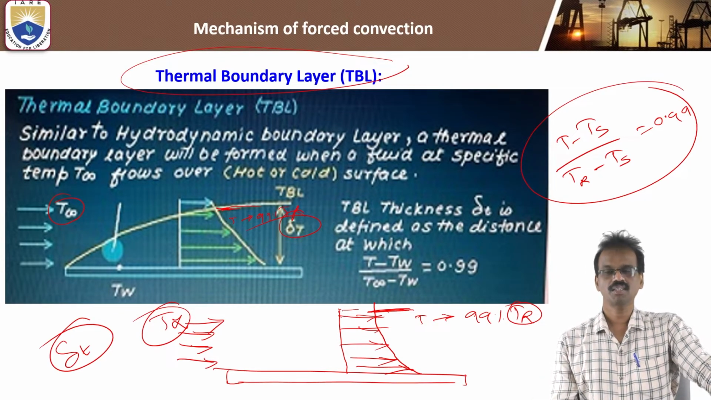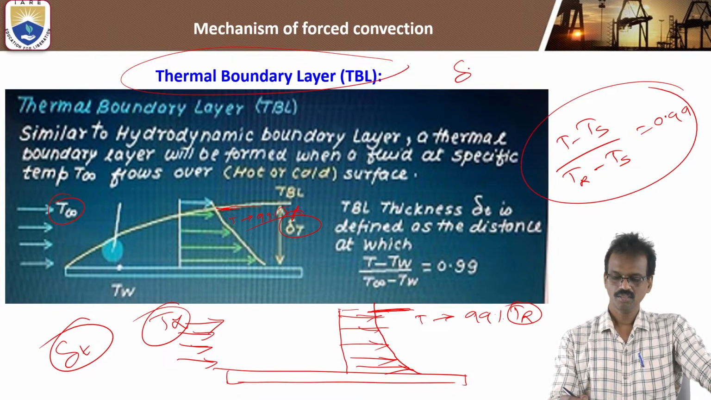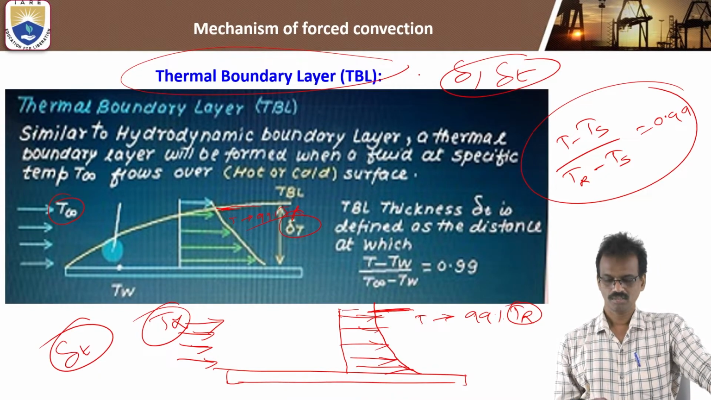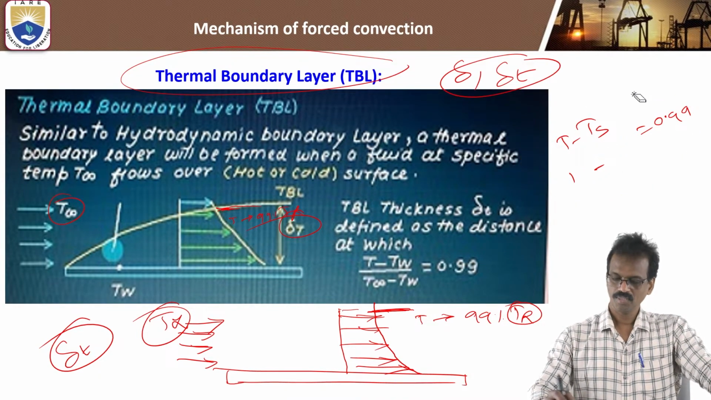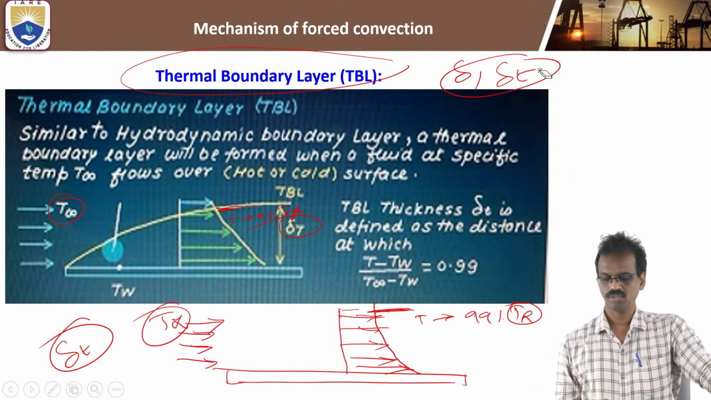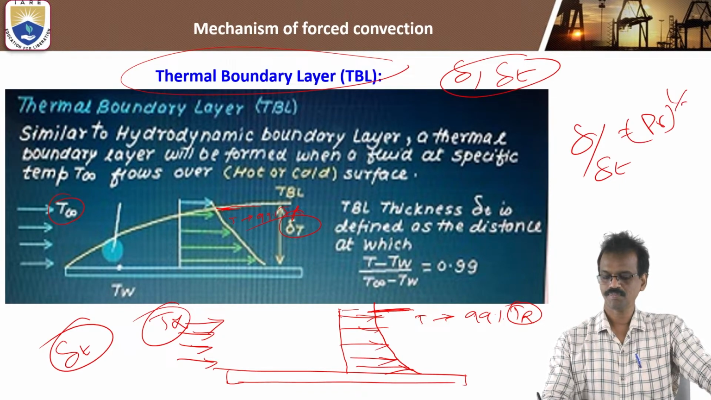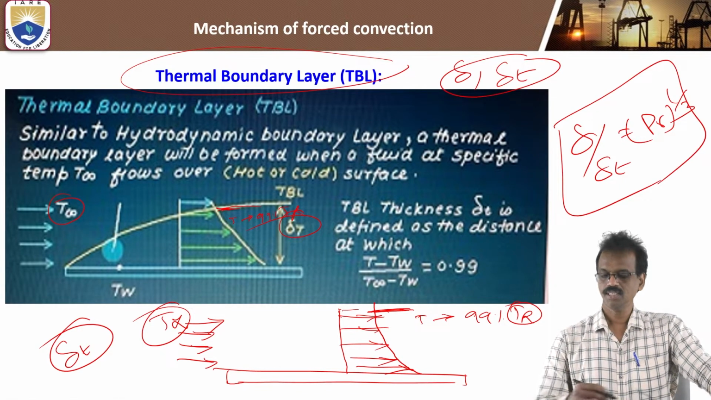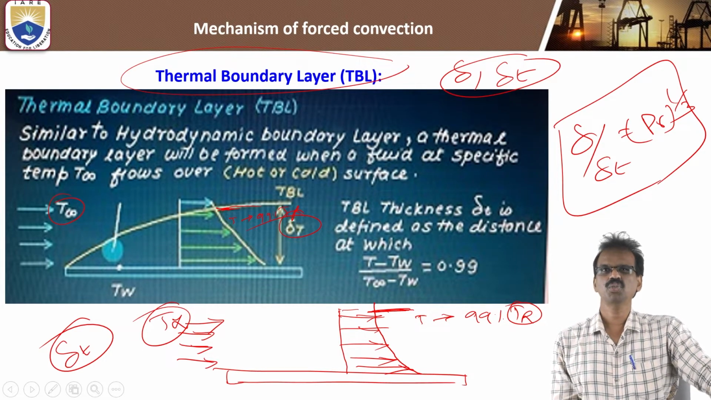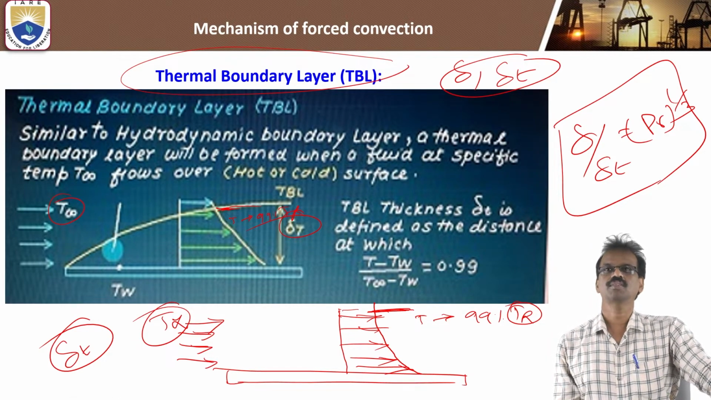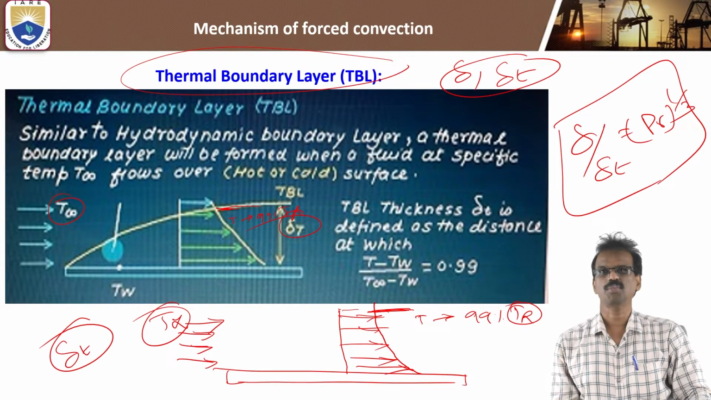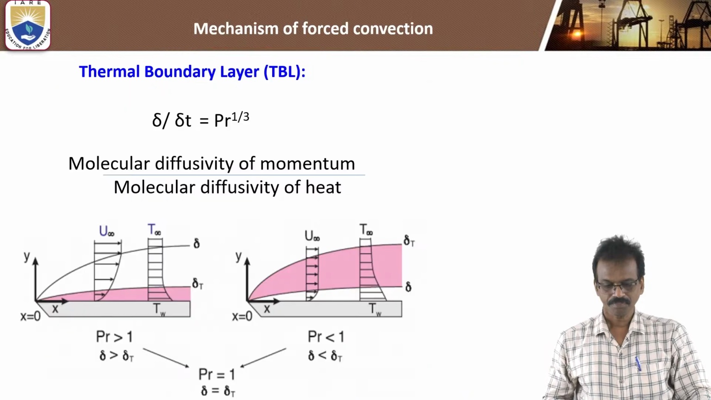The velocity boundary layer thickness is represented by delta, and the thermal boundary layer thickness is represented by delta T. There is a relationship between them, shown by the Prandtl number. You know that: delta by delta T is equal to Prandtl number to the power of 1 by 3. So we can identify the Prandtl number by using the thickness of the velocity and thermal boundary layers.